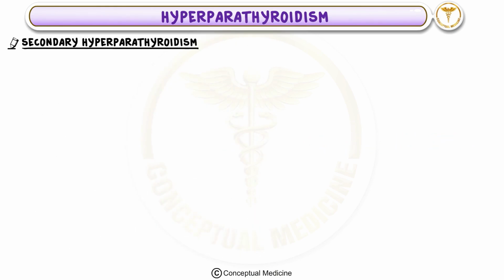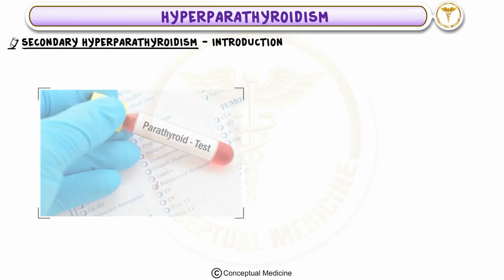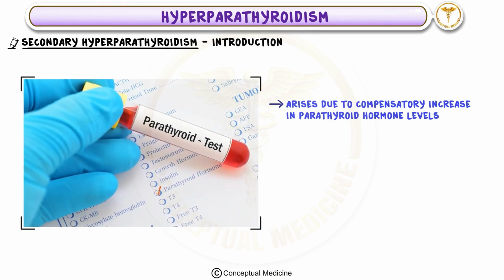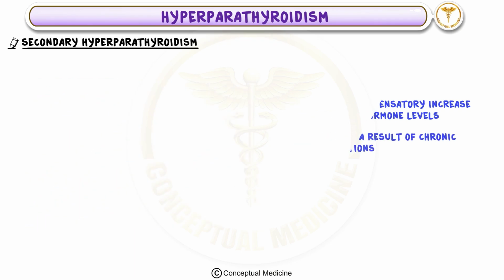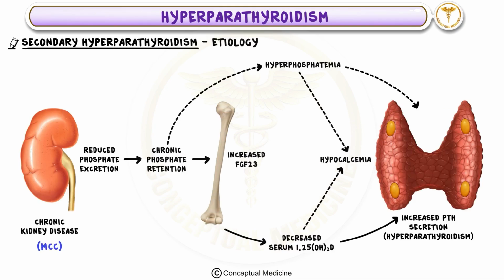Secondary hyperparathyroidism. Introduction. Secondary hyperparathyroidism is a condition that arises due to a compensatory increase in parathyroid hormone levels, most often as a result of chronic health conditions. Etiology. The most common cause of secondary hyperparathyroidism is chronic kidney disease, CKD. CKD leads to hypocalcemia, due to reduced calcium absorption and impaired vitamin D metabolism. This triggers a compensatory increase in PTH secretion, which attempts to restore calcium levels but causes skeletal changes in the process.